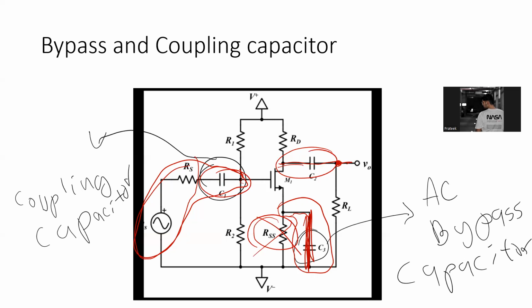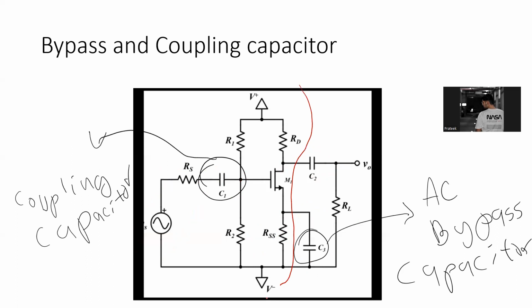Bypass. Oh, bypass. So if I were to derive this small signal model for DC, this is the equivalent circuit because you basically open all capacitors. Is that clear? Okay. So in that case, you would have to consider this RSS between the source and the bottom voltage.